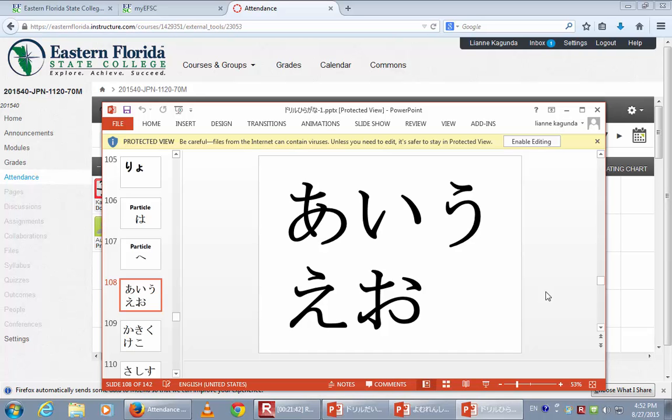What's this one? 15. Anybody? What's ju by itself? 10. What's go by itself? 5. So 15, yes, 1 5. It's like you're saying 10 plus 5. 15. Right? You see how that works?